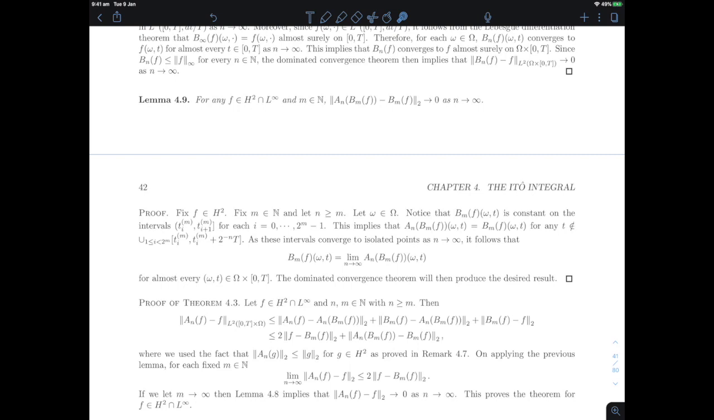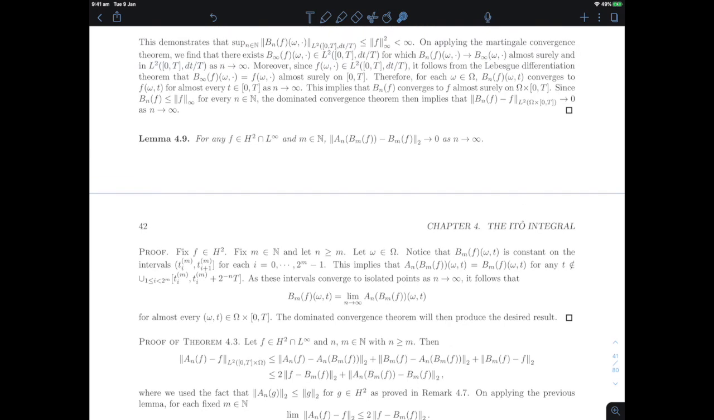Okay, so we need to do these three steps. Assuming L infinity, prove that Bn of F is a good approximation of F, then prove that An of Bm is a good approximation of Bm, and then put everything together and remove the extra L infinity assumption to prove the theorem. So let's get to it.